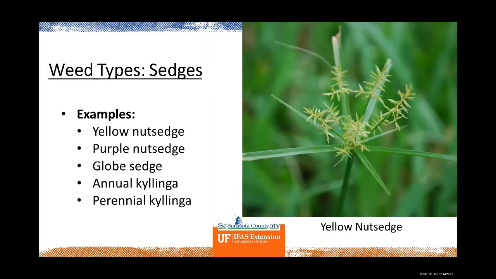Kyllinga is also a sedge, and I'll show you some pictures of what we call the seed heads. Generally, you can tell the differences between your sedges and grasses when you look at the seed heads. Although that is a little bit paradoxical, because nobody wants weeds to go to seed. When your weeds go to seed, it's really more difficult to control them. But if you're trying to identify whether it's globe sedge or Kyllinga, generally you won't be able to do that unless you can tell the difference between the seed heads.